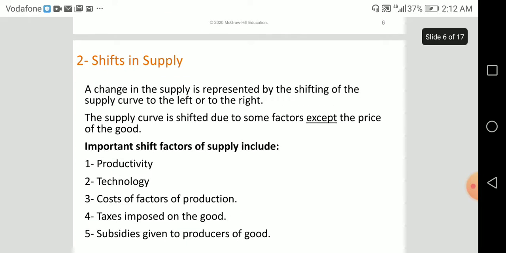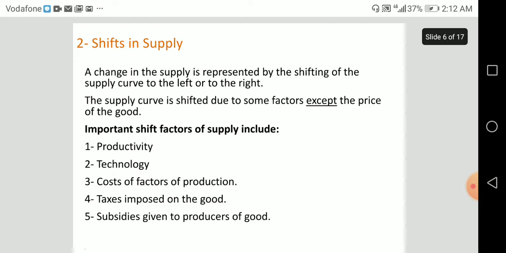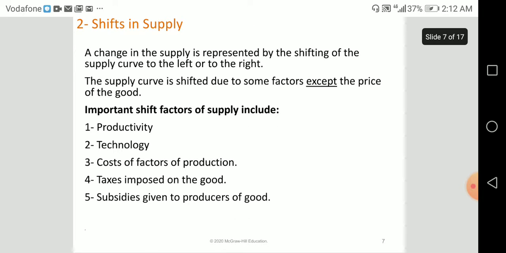What happened in the shifts in the supply curve? I'm talking here about some factors that will affect my curve other than the price. So the factors are anything that we're going to talk about except the price of the good. Why the price of the good? Because I'm talking about quantity supplied or demanded. But when I talk about the shifts in the supply curve, the curve itself, I'm not talking about the price.